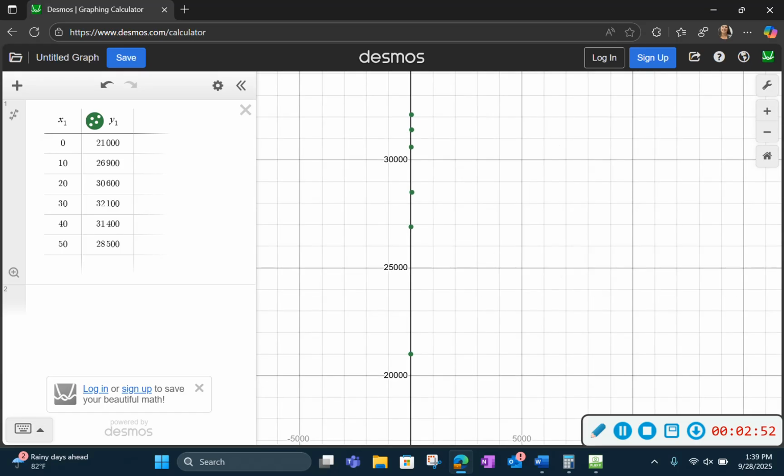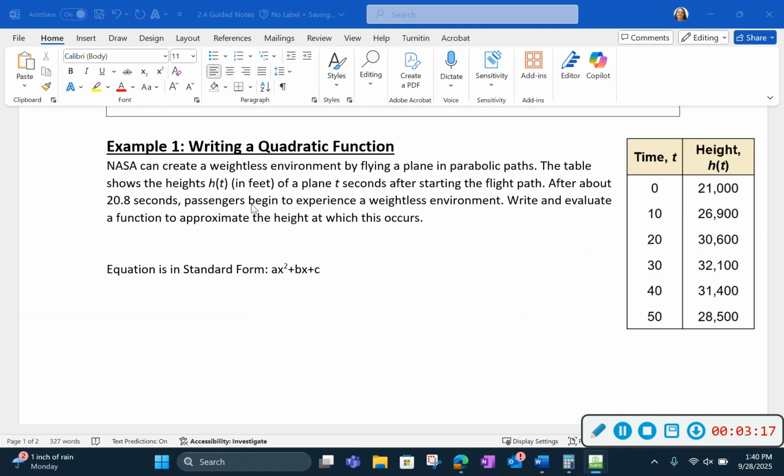What we're trying to do is write an equation based on this information, and we can get technology to help us with this, because remember, we have y equals ax squared plus bx plus c. So we're looking to write an equation based on that. This note: our equation is in standard form, so we're using this format to write our equation.